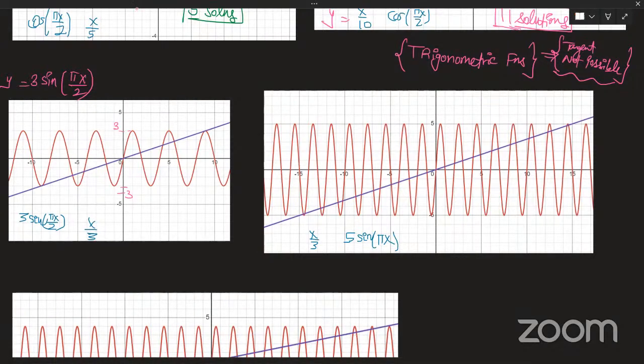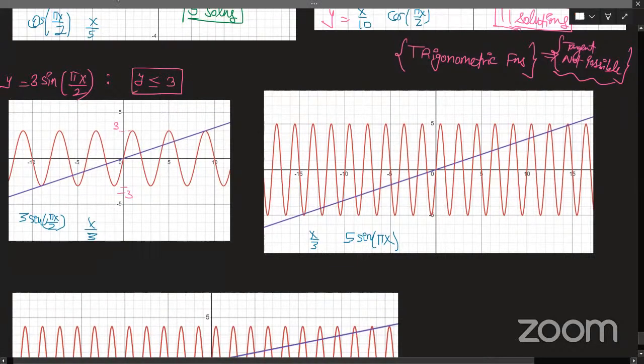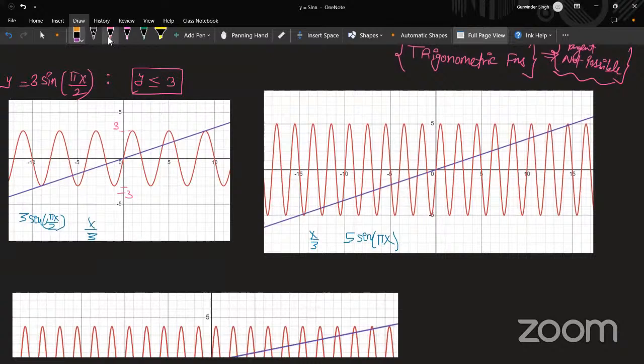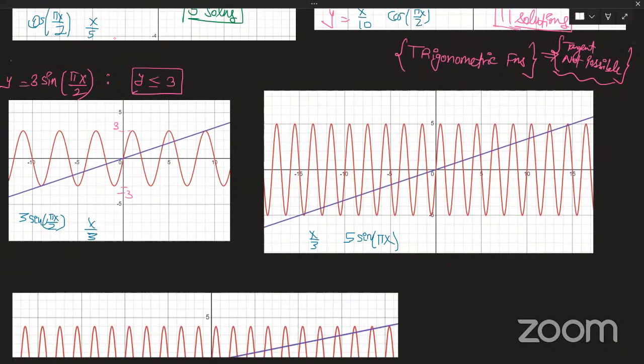Okay, no worries. So see, I will only consider that part of the line where my y is lesser than or equal to 3. I should only consider that part. Because when my y is greater than 3, I can for sure say that there will be no solution. Right?